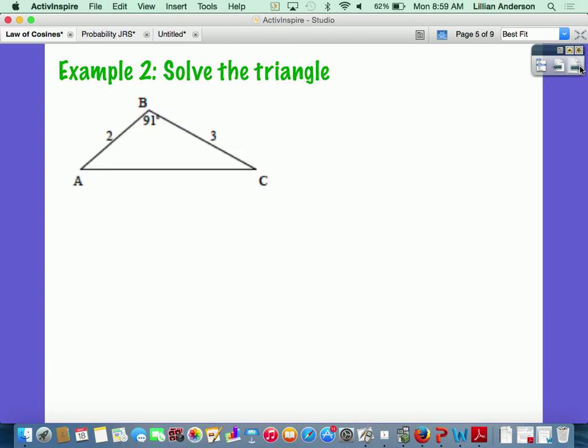Let's kind of speed this up a little bit. Let's look at the next one. Do I have side, side, side, or side, angle, side here? Side, angle, side. So which would be easiest to solve for? Side B, because we're given angle B.